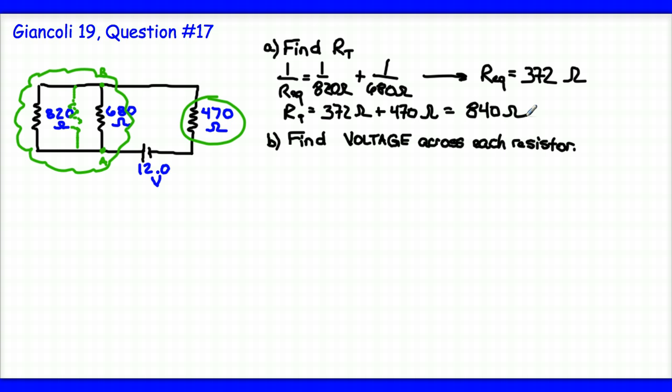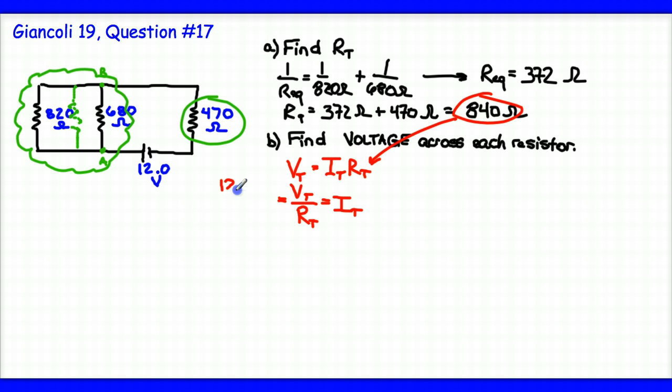Part B says find the voltage dropped across each resistor. In order to do that, we first need to figure out what the total current is in the circuit. I can do that by applying Ohm's law broadly or globally to the entire circuit. So I'll say that the total voltage is equal to the total current times the total resistance, which I've now found in part A. So finding current, it's going to be total voltage over total resistance in the circuit, and that's going to be the total circuit current.